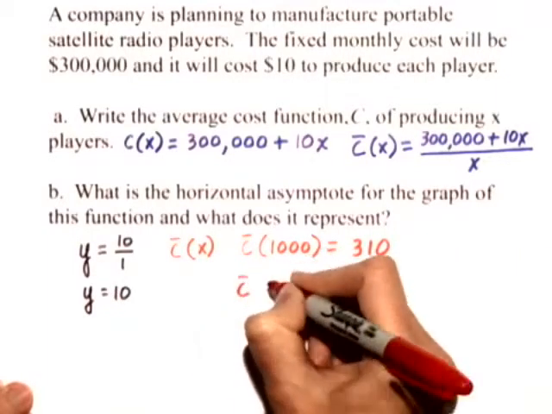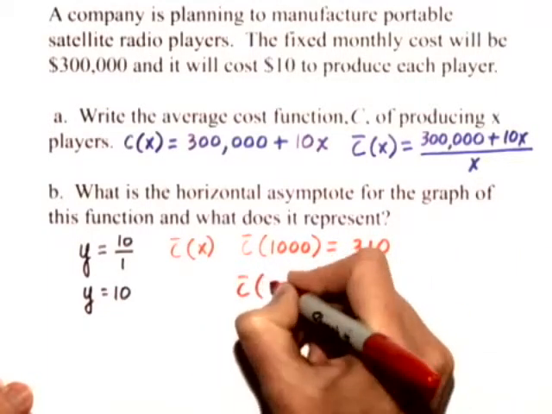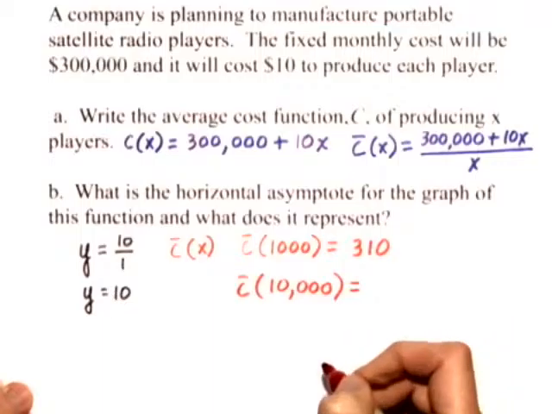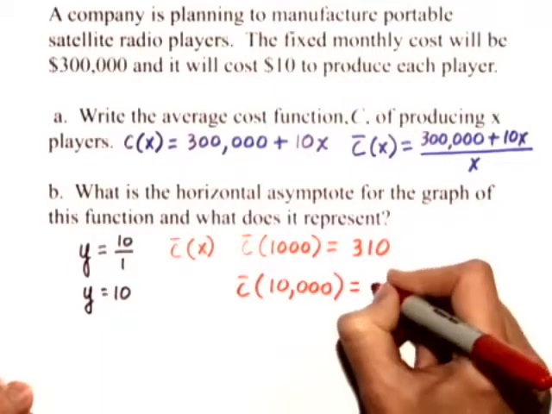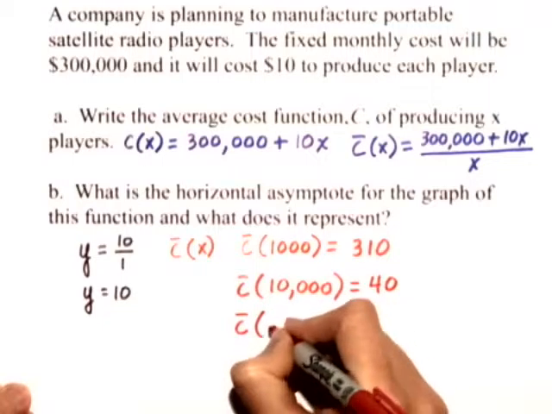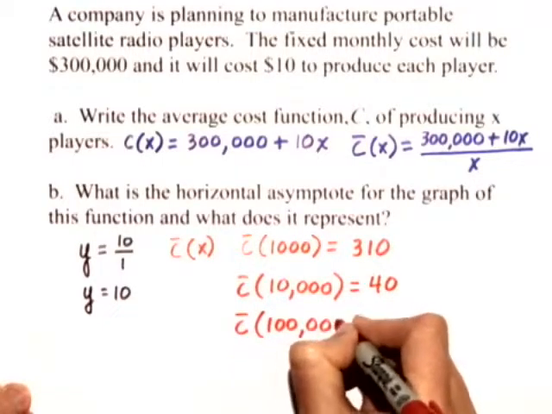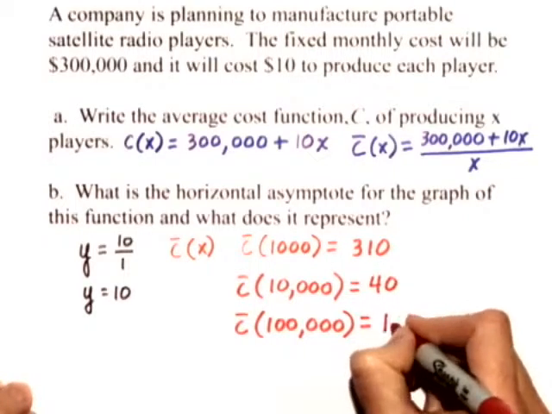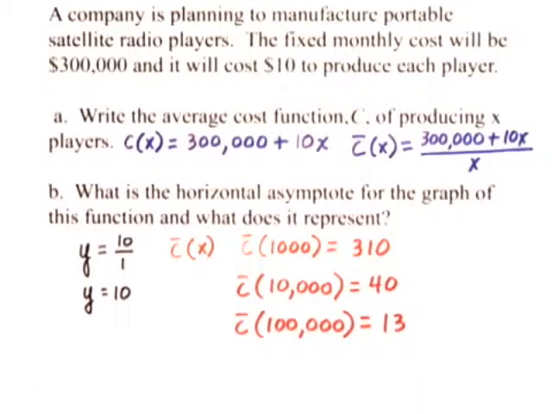Let's increase that number and say, let's find the average cost when we're producing 10,000 of these players. If we calculate that amount, we see that our cost goes dramatically down to $40 for each radio produced. Let's look at one more. Let's look at C bar of, say, 100,000. So if we calculate the average cost of producing 100,000 of these players, the cost goes down now to only $13 per player.